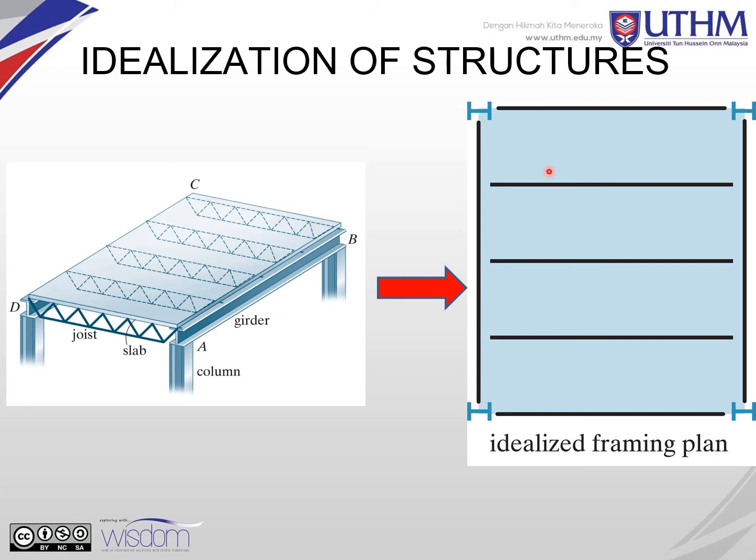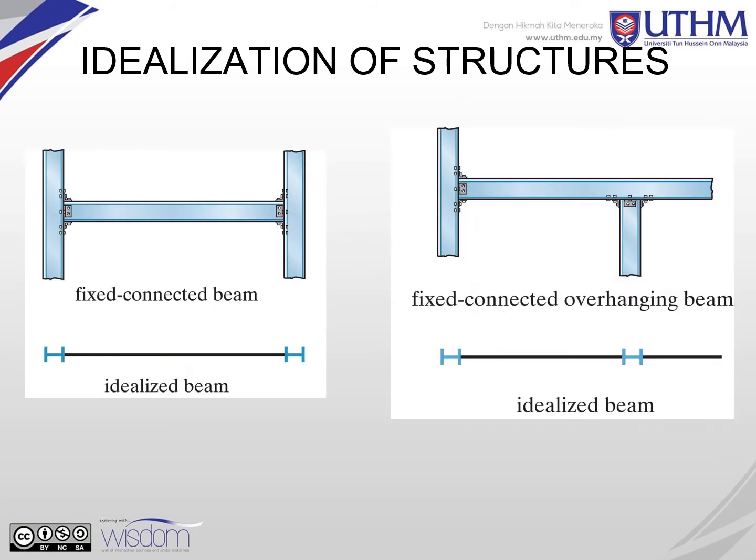You can see that this is a structure, the framing plan. This is the joint, the slab, the columns, the girder, and then you will draw it together with the I-beam. And how is it located? The I-beam is located like this, so you draw the I shape like this. And you can see that this is a fixed connected beam. So when you draw, you will draw the fixed connected beam, and then the I-beam, how it is located.